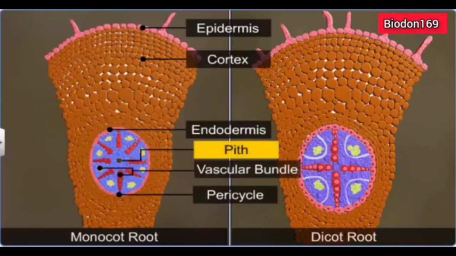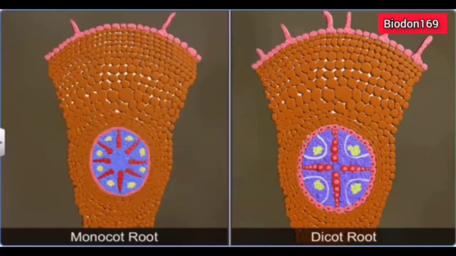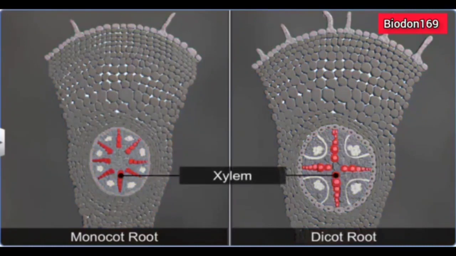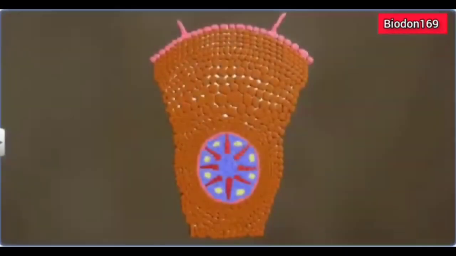However, there are some differences. The monocot root can have many xylem bundles, whereas the dicot root does not have quite as many. Moreover, in a monocot root, the pith is well developed.